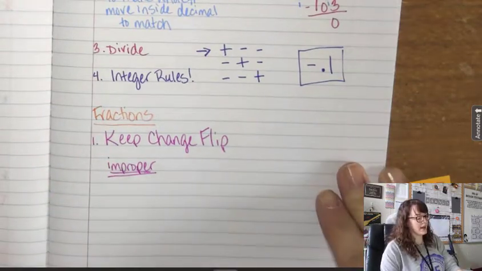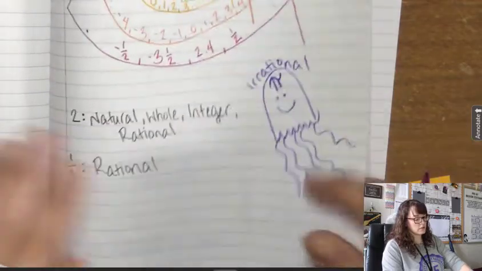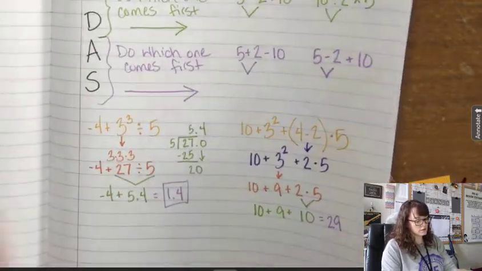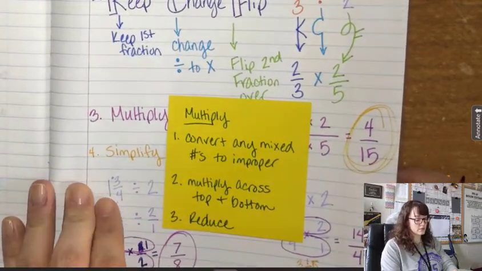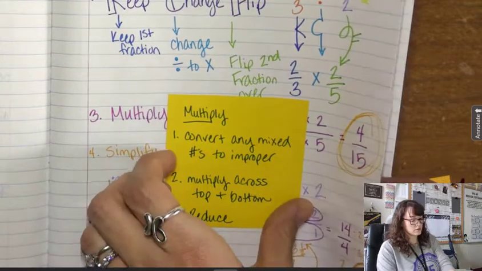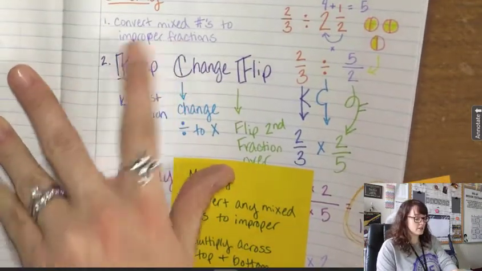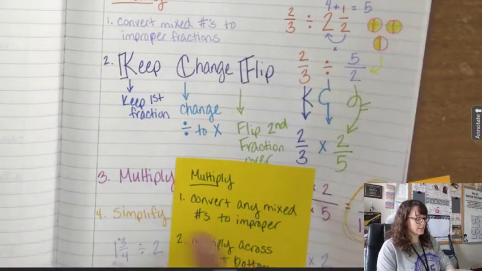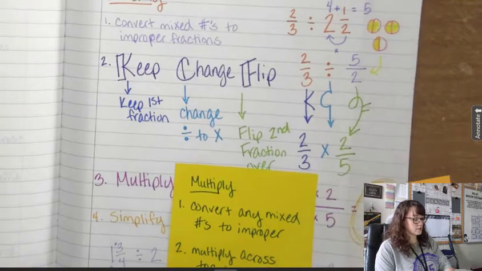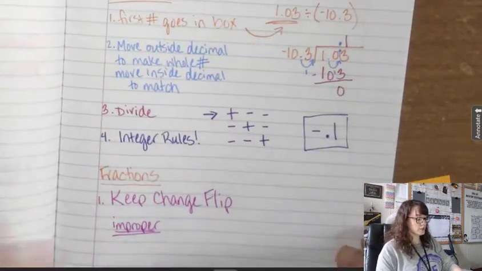So we could turn back. I'm going to cover it up for a second, but it's not going away. Multiplying and dividing fractions on page 6 of your notes. Convert your mixed numbers to improper fractions. Keep, change, flip, multiply across, and simplify. Same rules. And this was what, the second week of school? Yeah. So we're doing all of that.